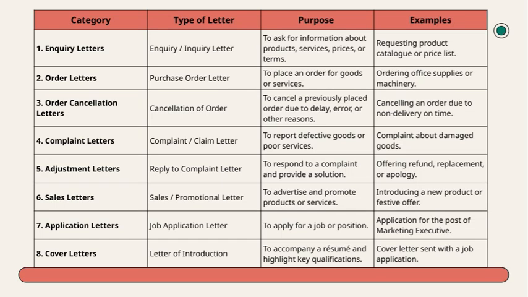Now let's take a closer look at Slide 8, which presents a table outlining different types of business letters. Each category serves a specific purpose in professional communication. For example, inquiry letters are used when we need to ask for information about products, services, prices, or terms. Think of requesting a product catalog or a price list. This is a common example. Moving on, order letters are written to place an order for goods or services, such as ordering office supplies or machinery. Sometimes, an order needs to be canceled. In that case, we send a cancellation letter, perhaps due to delays or errors.